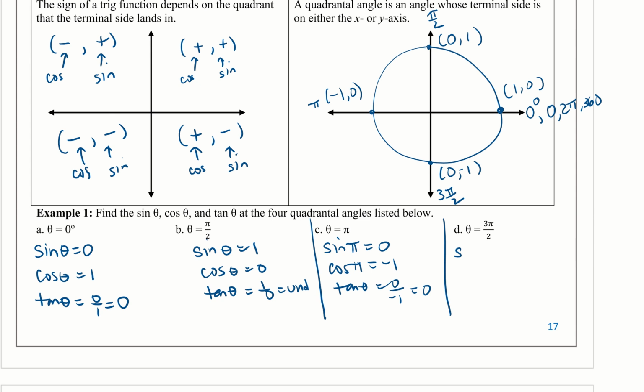At 3 pi over 2, the sine is the y value. The cosine is the x value, and tangent will be undefined because when I do sine over cosine, I get a 0 in the denominator.